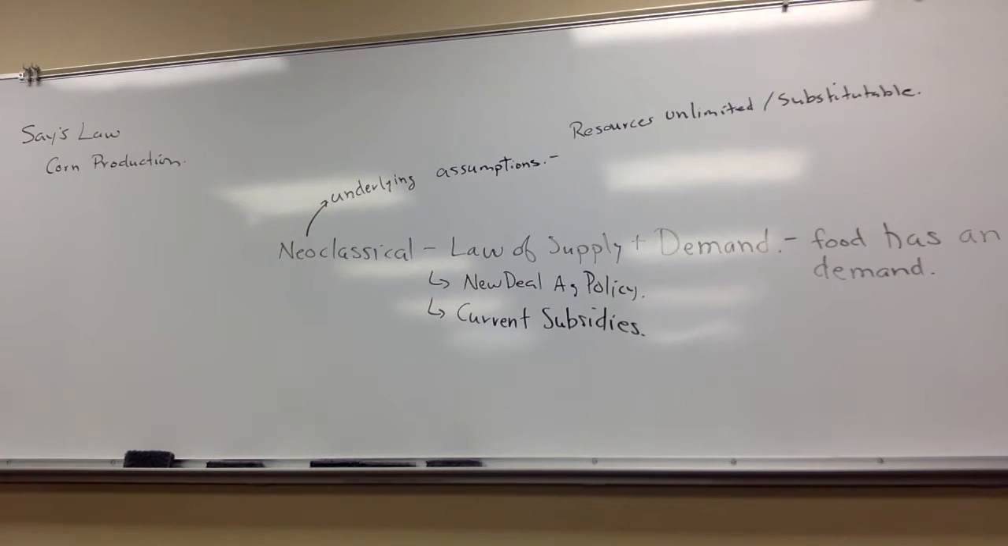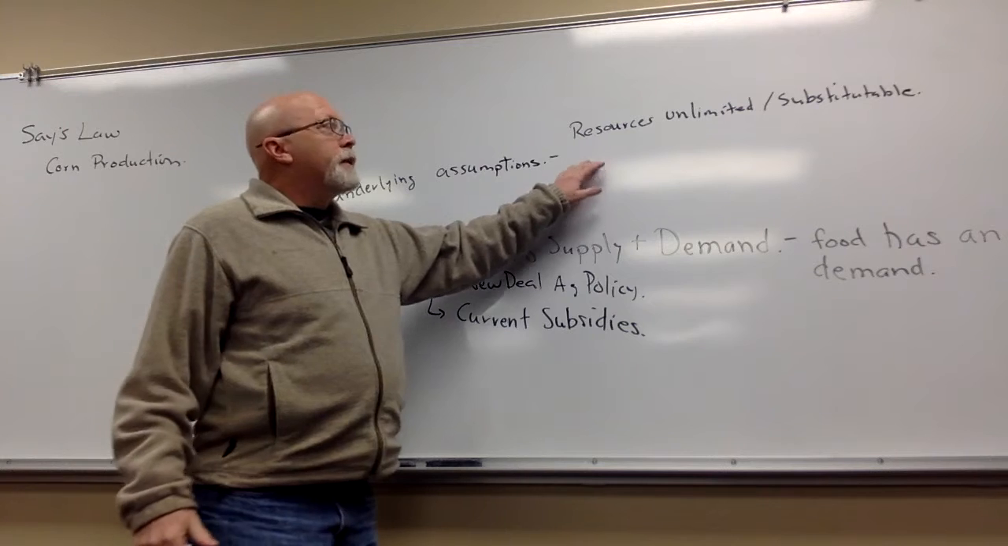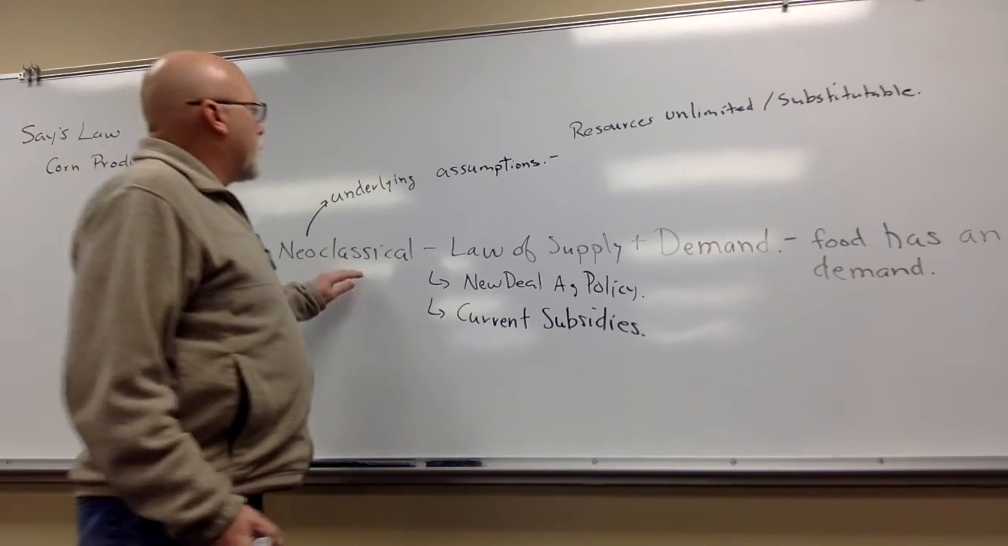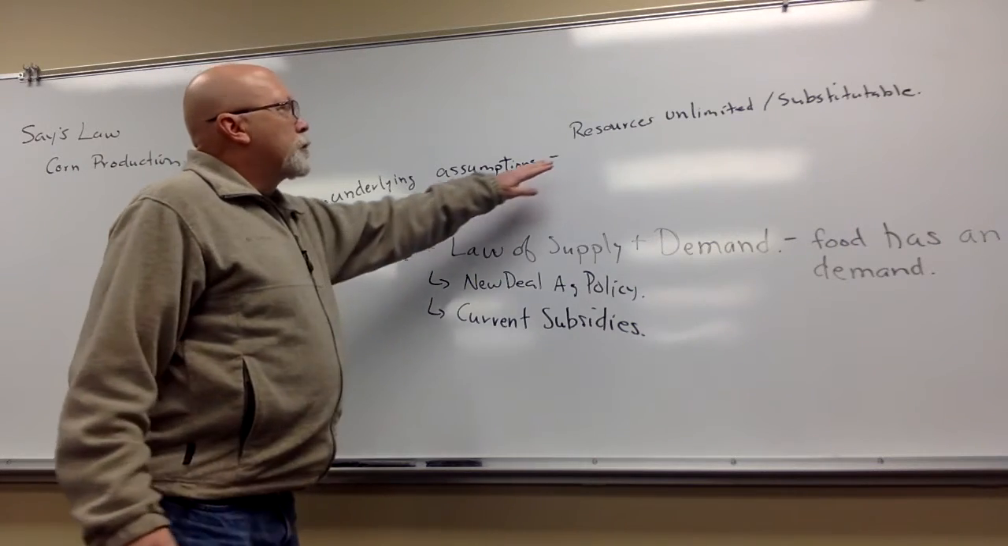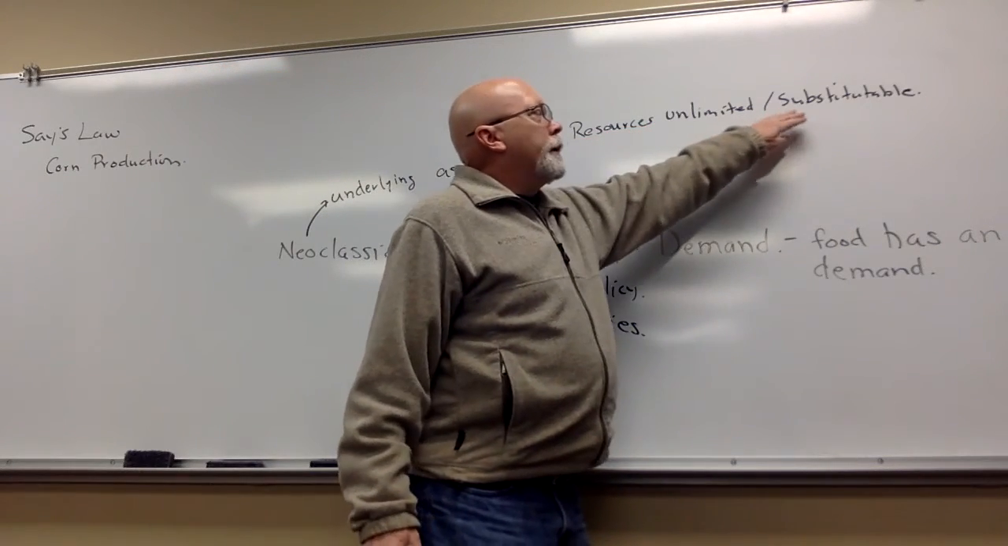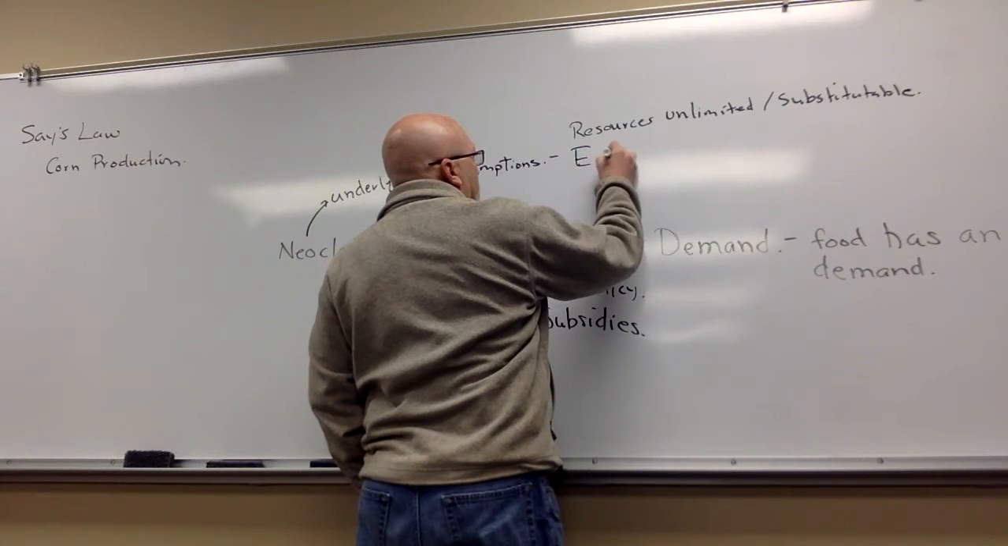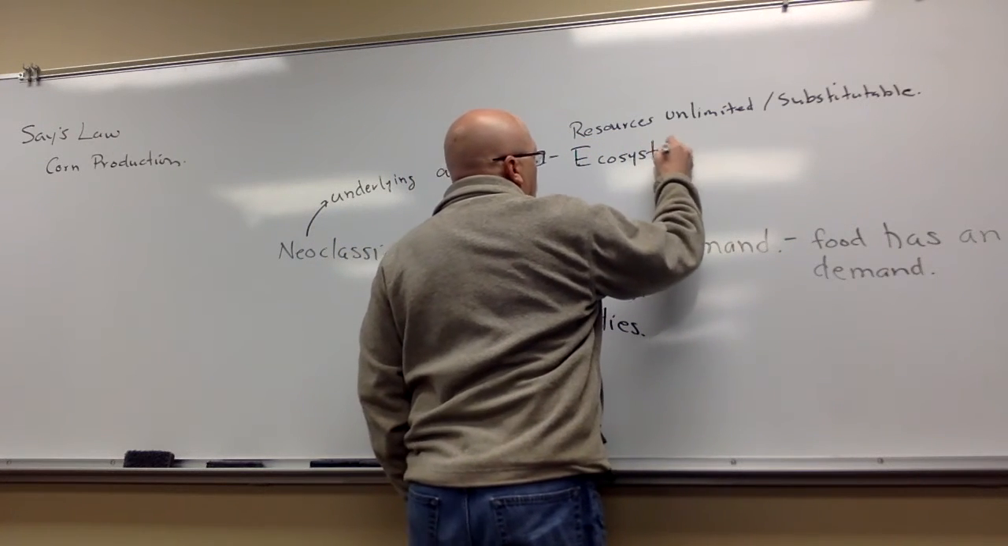So as steel became more and more expensive, we substituted aluminum in place of steel, and so now we make engine blocks out of aluminum instead of steel like we did in the past. So the idea in neoclassical economics that resources are either unlimited or easily substitutable, and the idea that ecosystems can store waste infinitely.